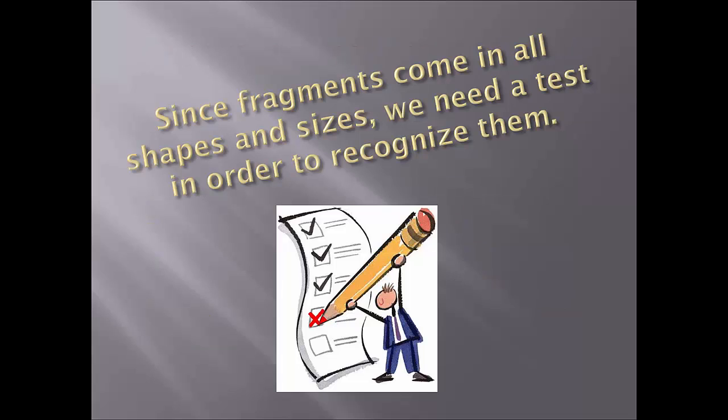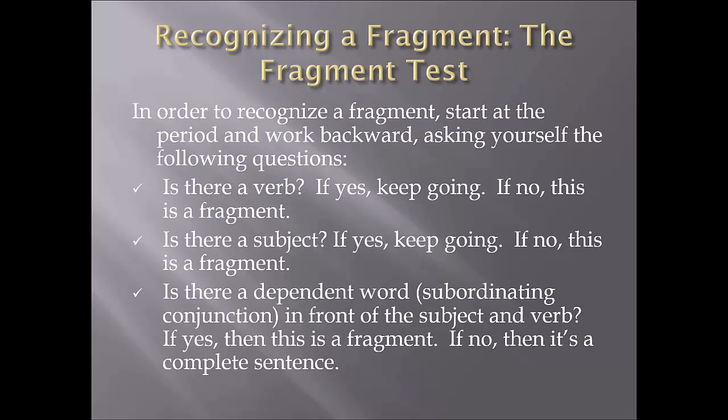Since fragments come in all shapes and sizes, we need a test in order to recognize them. Recognizing a fragment, the fragment test. In order to recognize a fragment, start at the period and work backward, asking yourself the following questions. Is there a verb? If yes, keep going. If no, this is a fragment. Is there a subject? If yes, keep going. If no, this is a fragment.